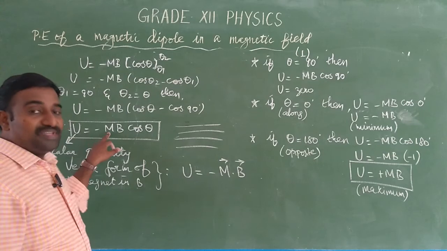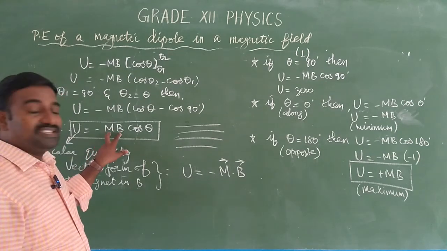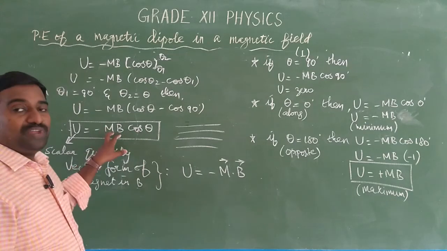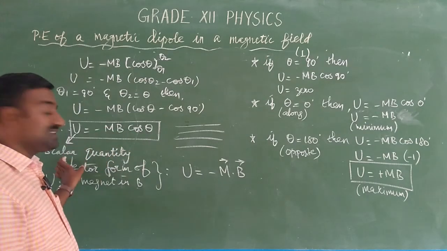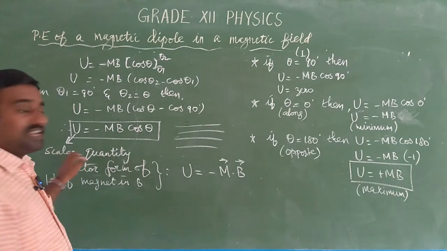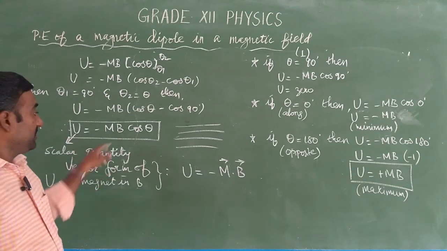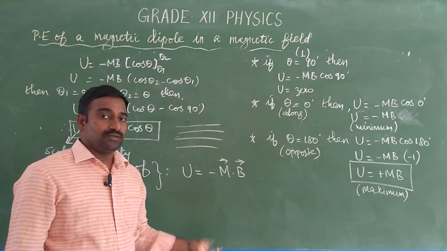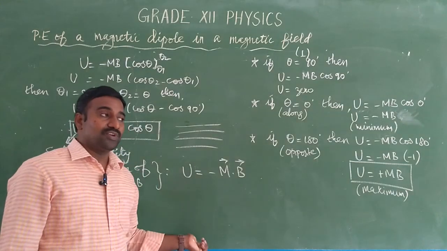Here m is the magnetic dipole moment and b is the strength of the magnetic field in the region, and we have a cos theta, so both should be in a dot product. Then the resultant will be a scalar quantity. So potential energy is a scalar quantity, okay, because we have a cos theta. But torque is a vector quantity. Don't get confused. Torque is a vector quantity.